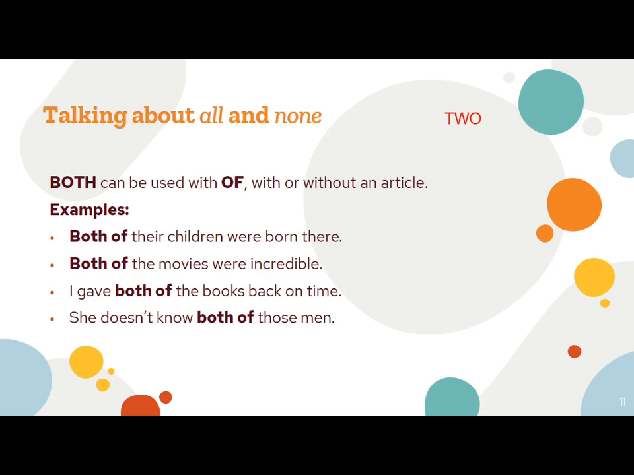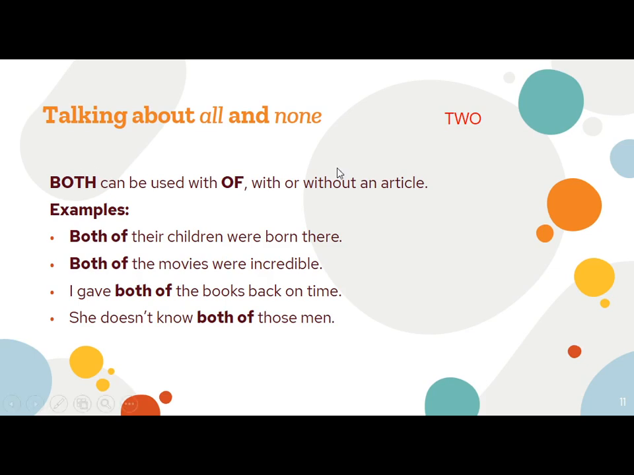If you're talking about a theme, so both of the movies, I gave both of the books back on time. So for example, you ask for two books in the library, you can say, teacher, I gave both of the books back on time. And in the case of the last one, she doesn't know both of those men. Both of those. You cannot say she doesn't know both of men. You can say she doesn't know both men, or she doesn't know both of those men, both of these men, or both of the men over there. So when you want to be more specific about something, you better use both of.